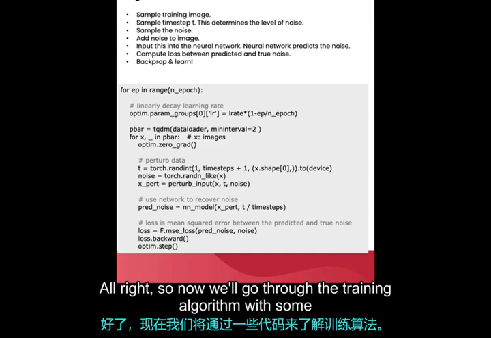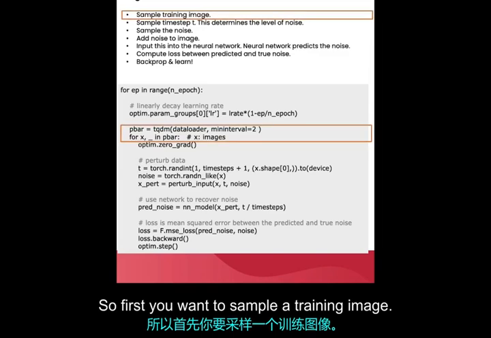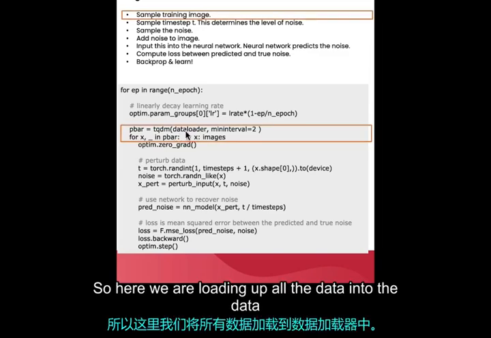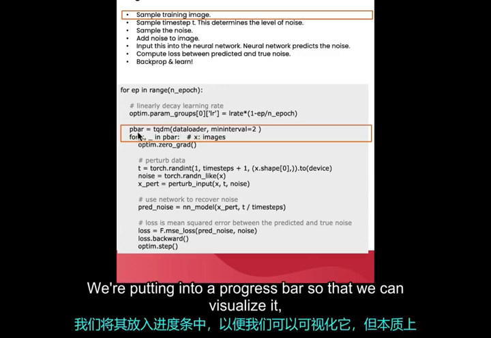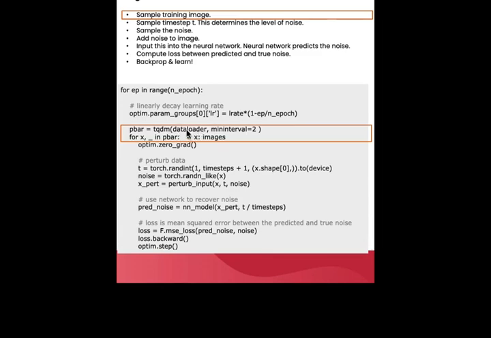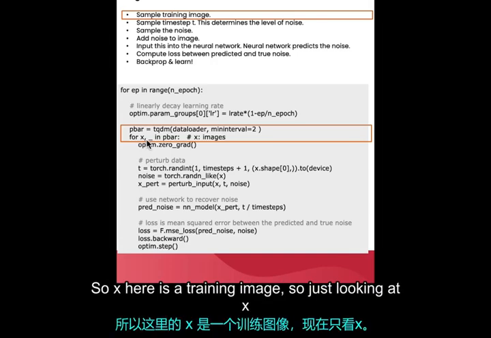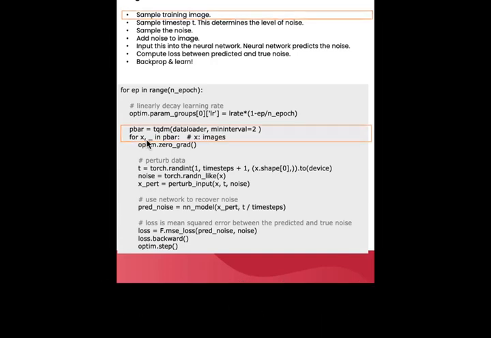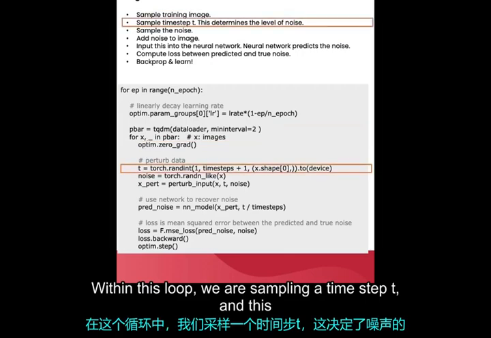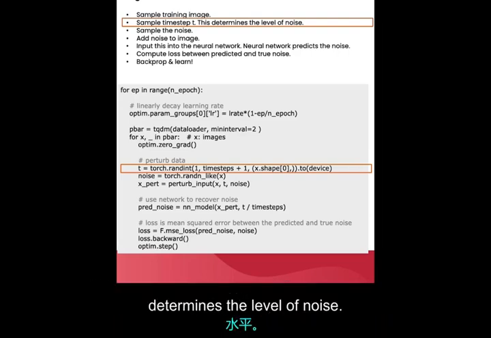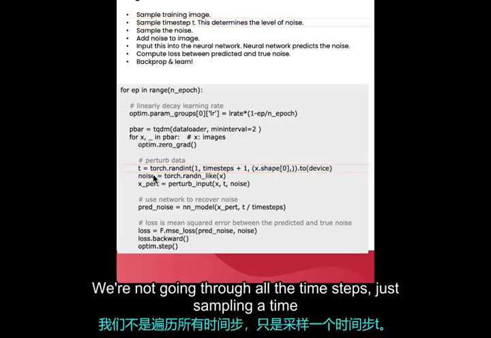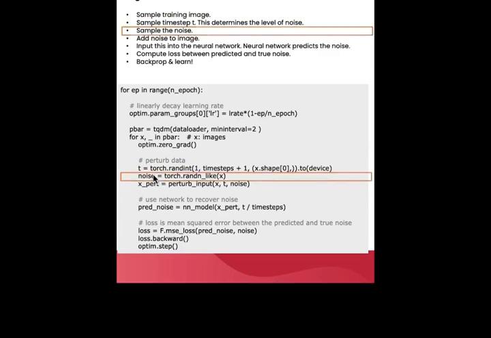All right, so now we'll go through the training algorithm with some code. So first you want to sample a training image. Here we are loading up all the data into the data loader. We're putting it into a progress bar so that we can visualize it. But essentially imagine all the data here. We're then iterating through all of the data samples. So X here is a training image. And so just looking at X now. Within this loop, we are sampling a time step T. And this determines the level of noise. We're not going through all the time steps, just sampling a time step T.